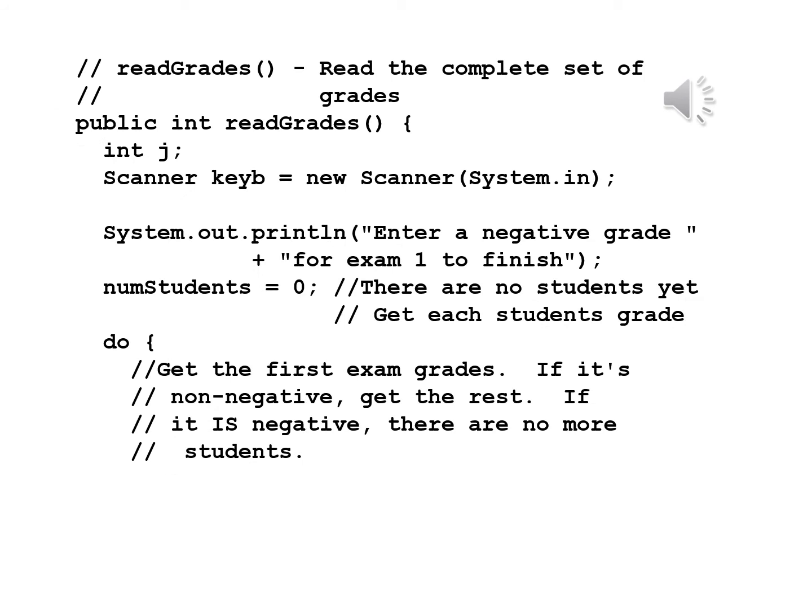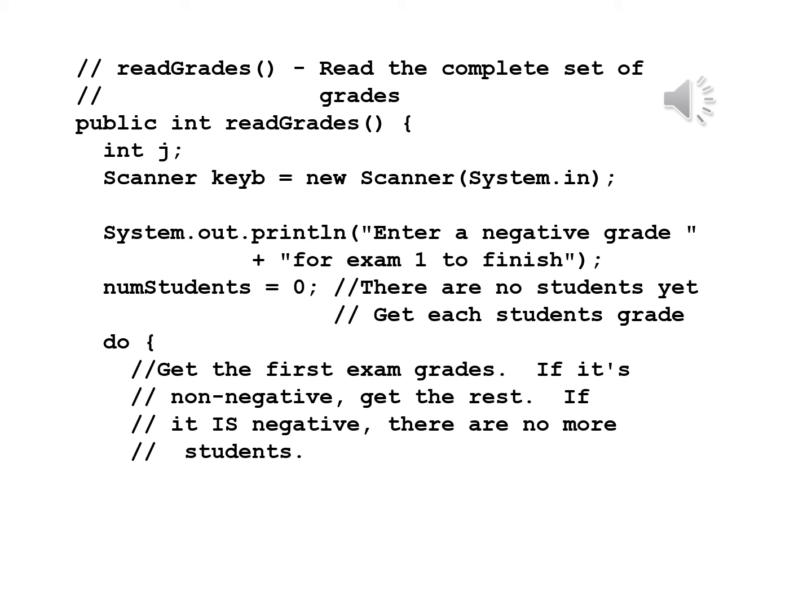Now we'll write readGrades, which will read the entire set of grades for us. Since we do not have a predetermined number of students, we're going to return that number from readGrades. Hence, the way the header is written is public int readGrades. The one index we'll work with here is j. We now have to have a scanner, so we have Scanner keyboard equals new Scanner(System.in).